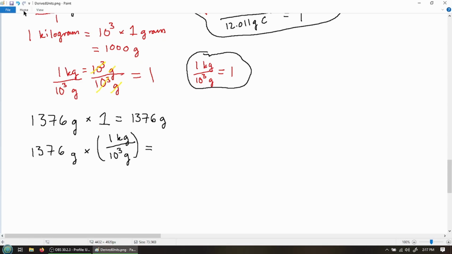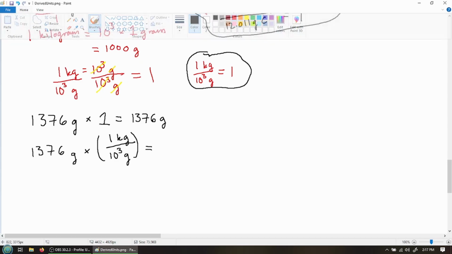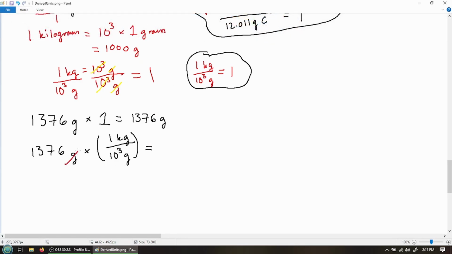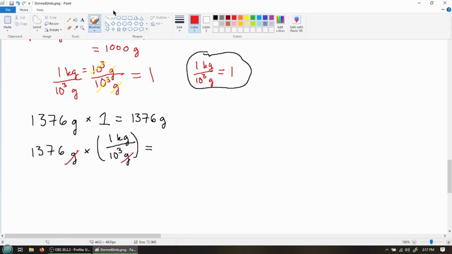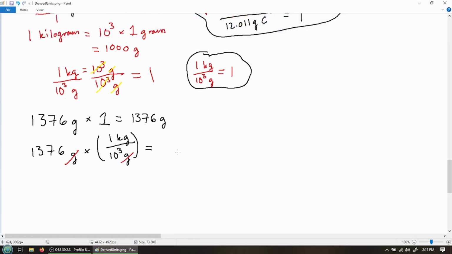But let's cancel our units real quick. So that cancels with that. We're just going to be left with kilograms. And 1376 divided by 10 to the third, well, that's going to be 1.376. And the only unit left over is going to be kilograms.